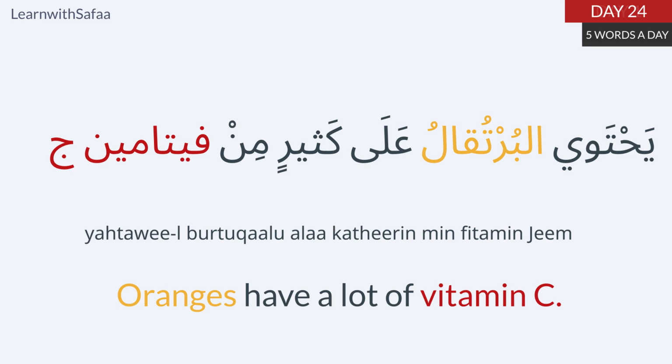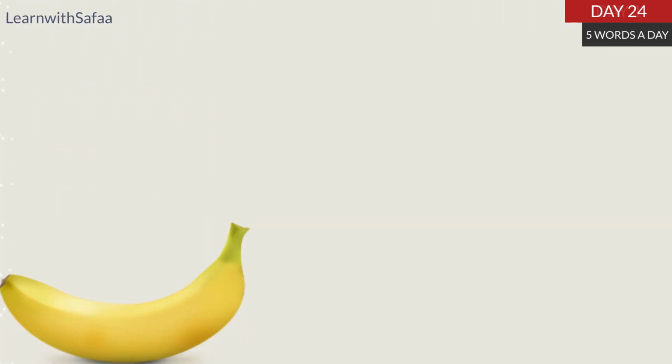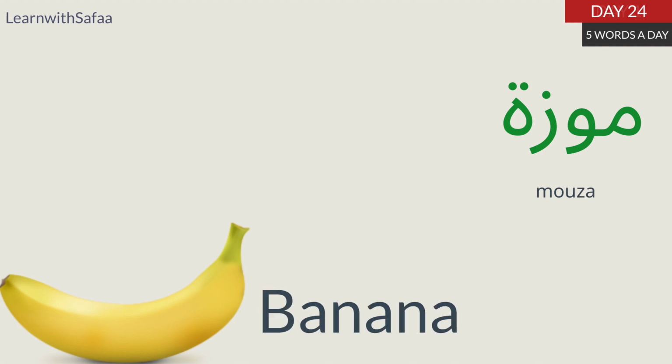Oranges have a lot of vitamin C. The next one, banana. Let's repeat. Banana. Let's see an example.